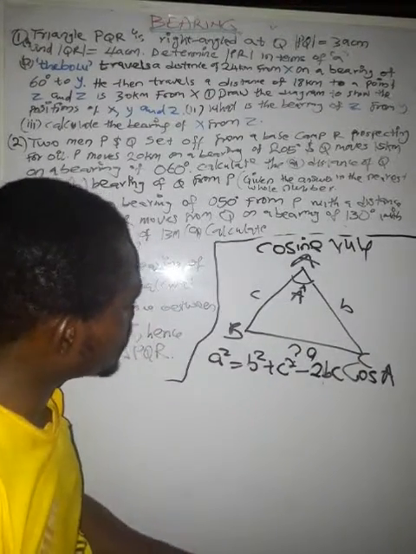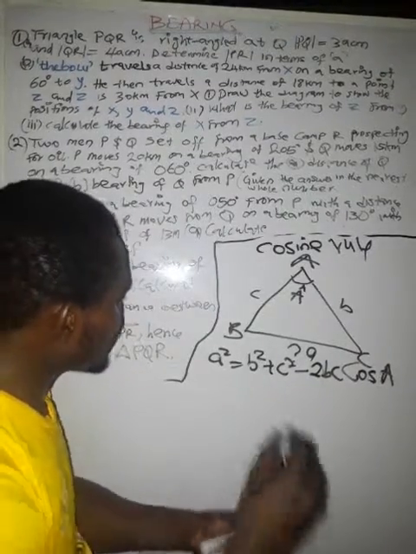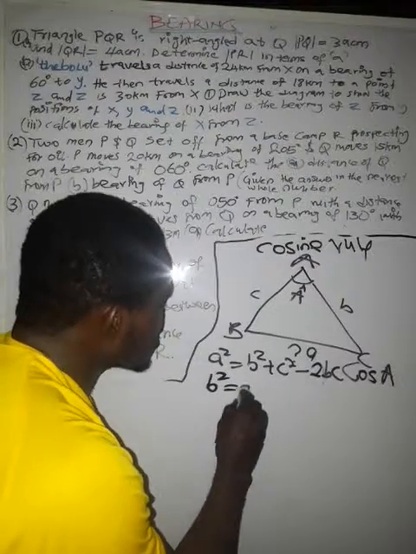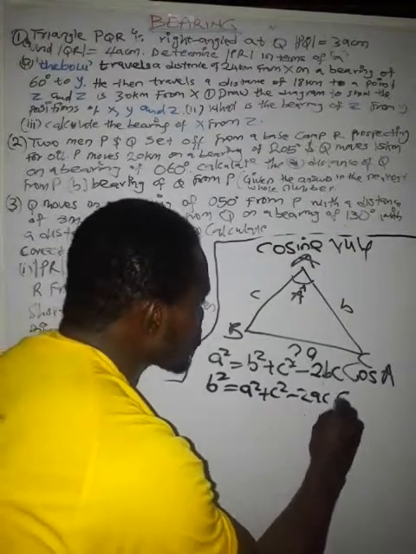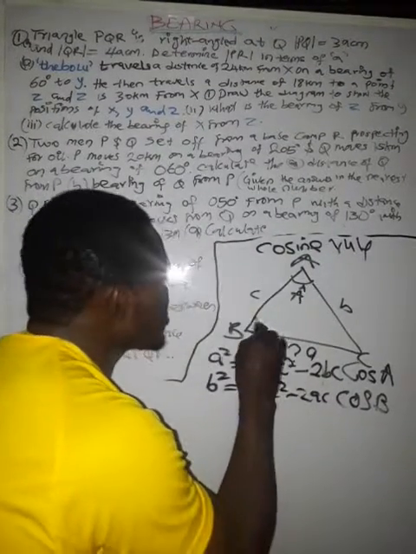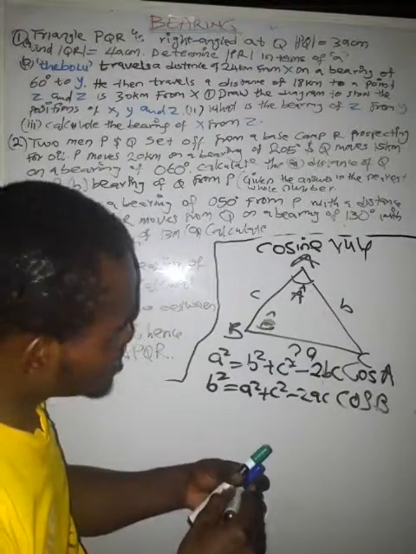Now another thing, from here you can begin to manipulate it yourself. Let's assume I want to calculate B now. B square will give me what? A square plus C square minus 2AC cos what? This is what I'm looking for, cos B. That is angle B. Do you see now? So it means the same thing.